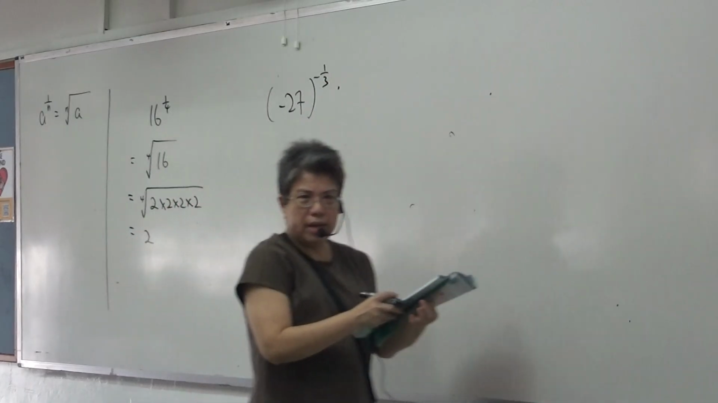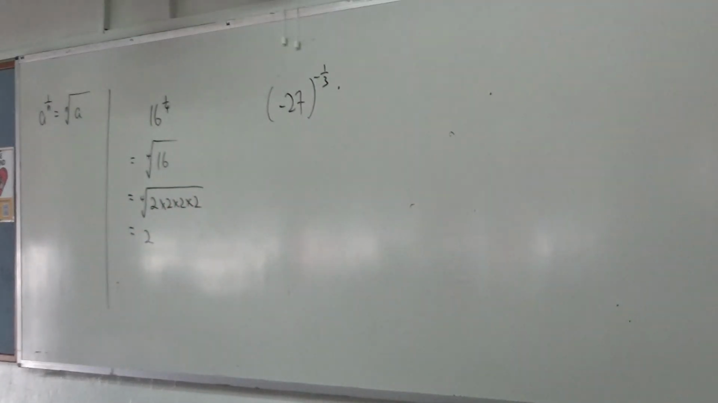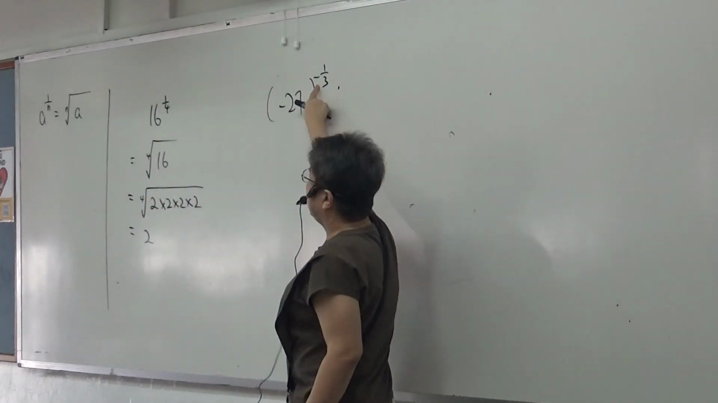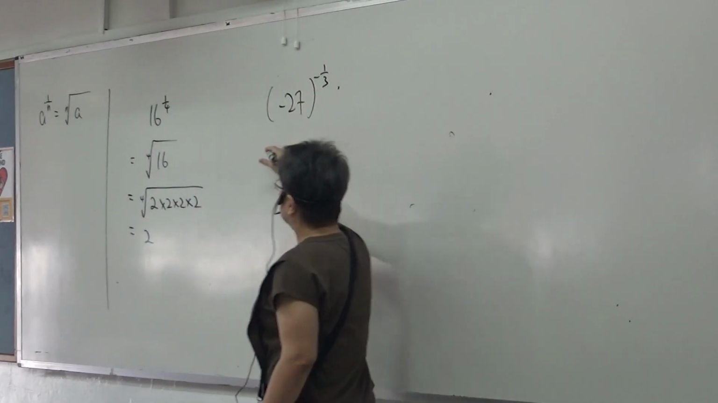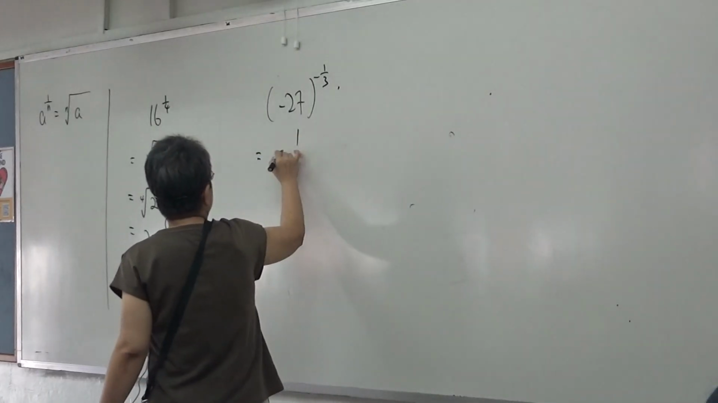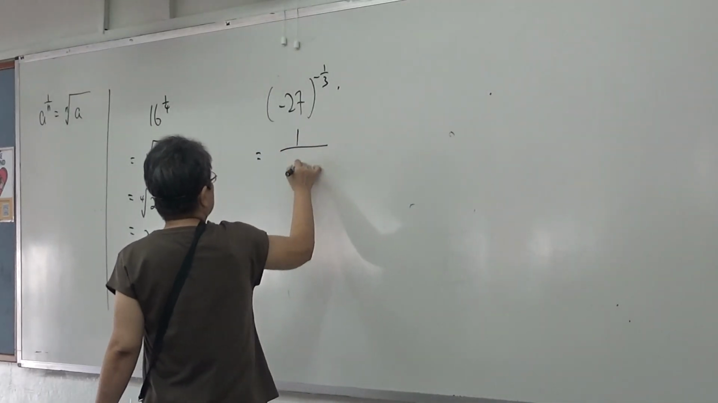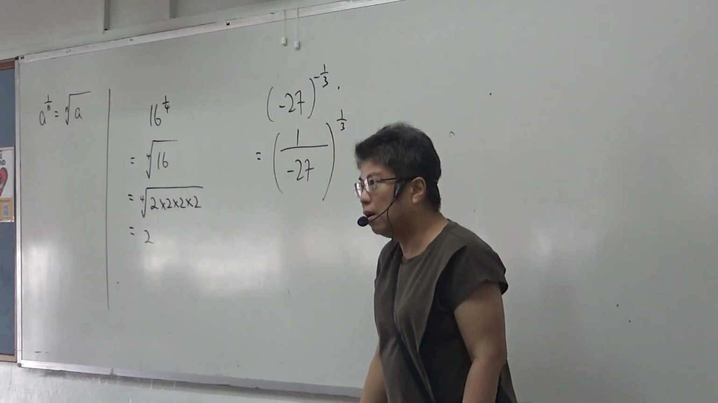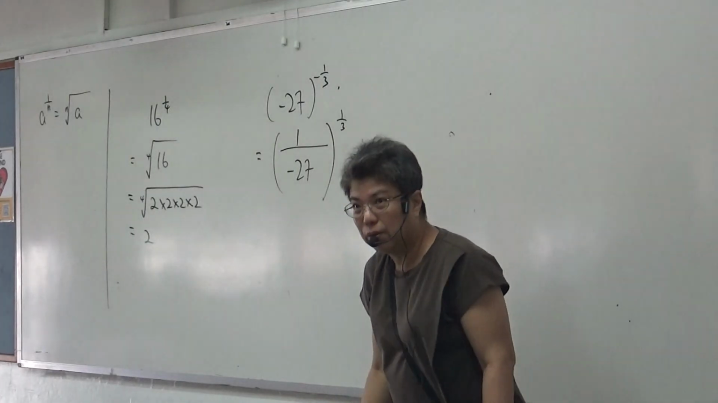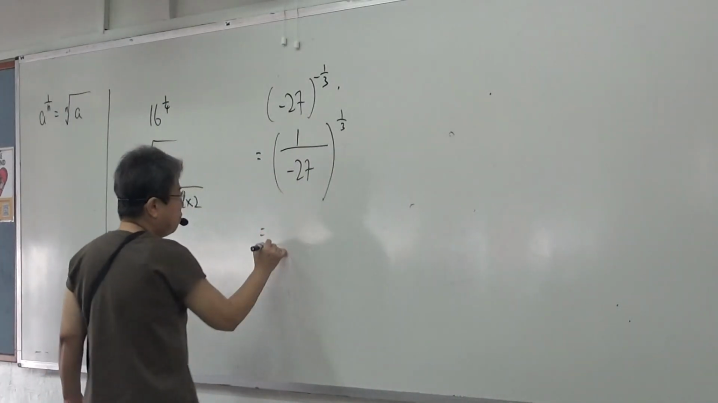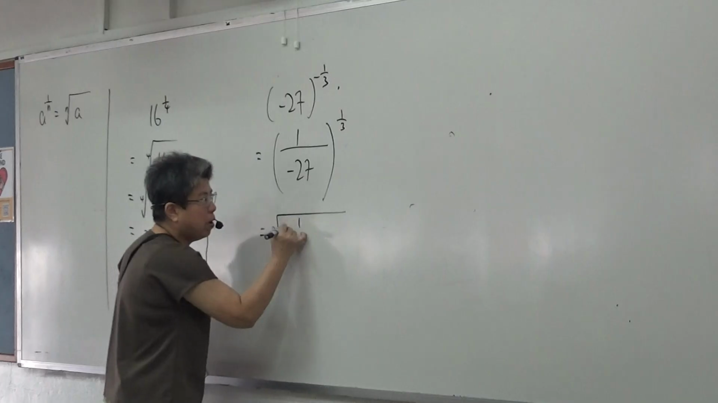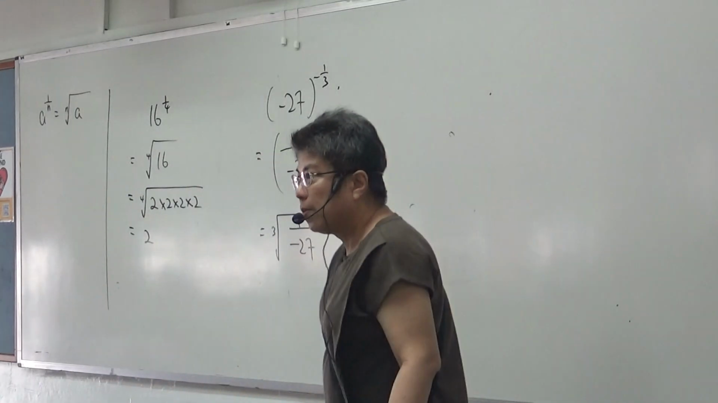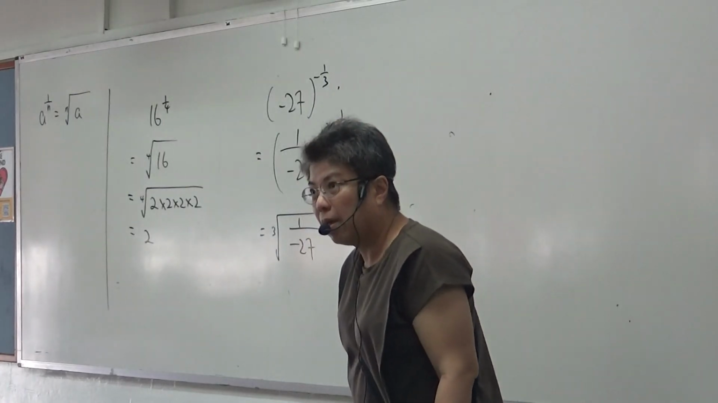Can you see there are a lot of negative signs? Now, don't panic when you see all these. First, you always look at this. I want to change it to what? Positive. So, this is equivalent to 1 over negative 27 to the power of 1/3. Agree? Yes or no? Yes. Okay. So, radical form means this is the cube root of 1 over negative 27. Am I right?